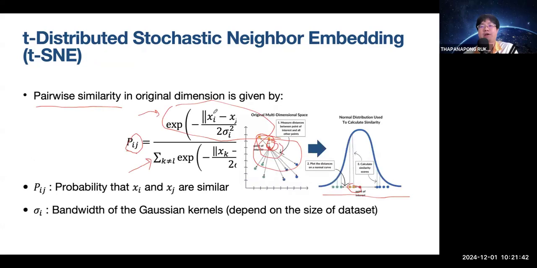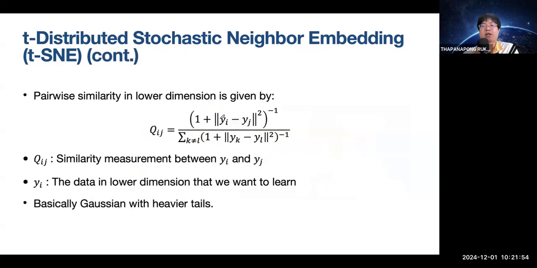So this xi here is actually the data in the original dimension, okay? And yi is the data in lower dimension. That is what we want. We want yi, right? We want to reduce the number of dimensions. And we also need to define the pairwise similarity in the lower dimension.